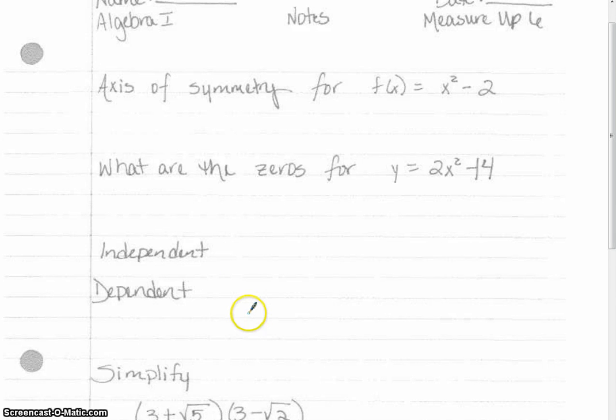This is for Algebra 1. These are the notes for Measure Up number 6. If you want to find the axis of symmetry for f of x is equal to x squared minus 2, you need to remember what an axis of symmetry is. And that is the line that cuts the graph in half.